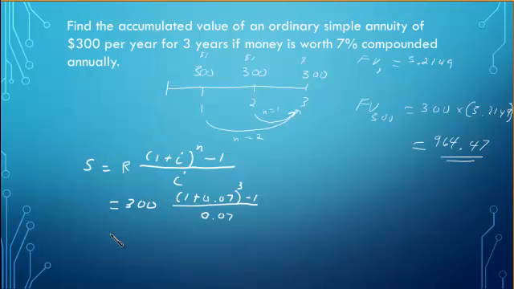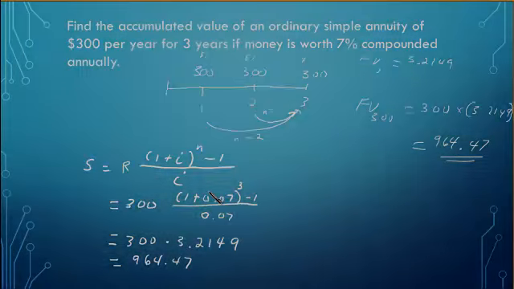And lo and behold, what do we get? 3.2149, and then when we multiply this out, we get 964.47. So obviously this is an easier way. You need to understand what this expression is doing. It's calculating the future value on an annuity of $1 per period.